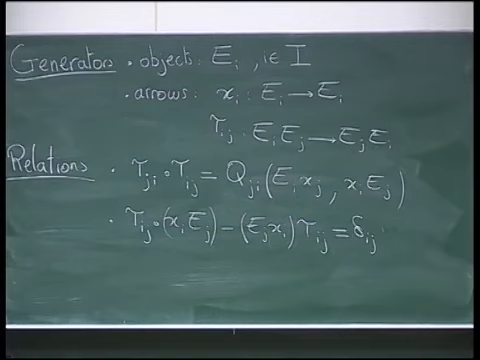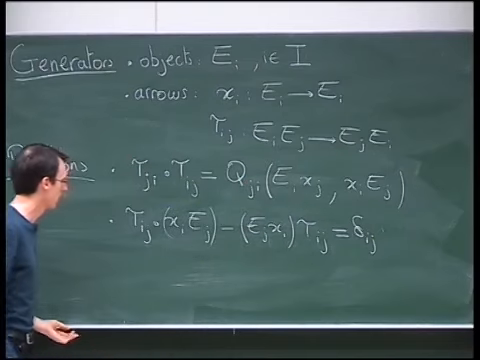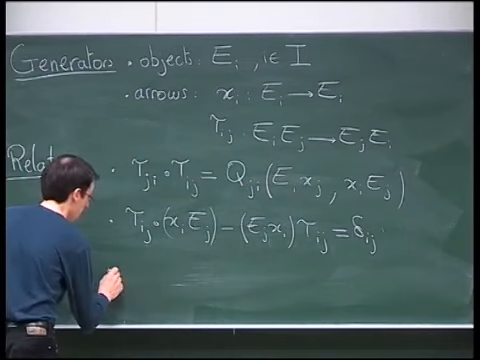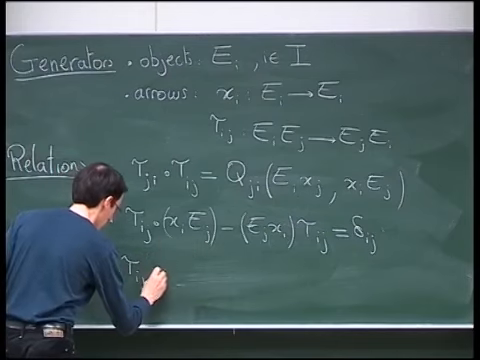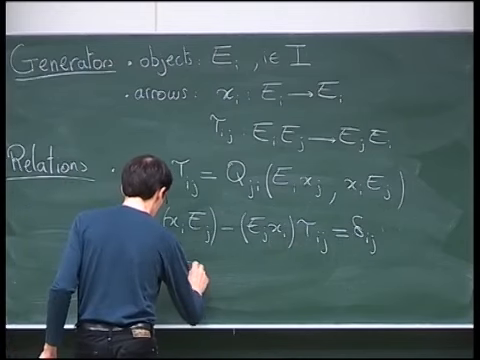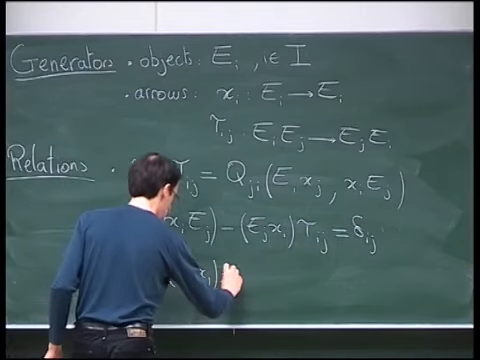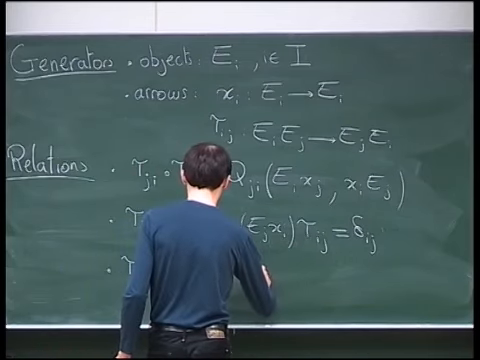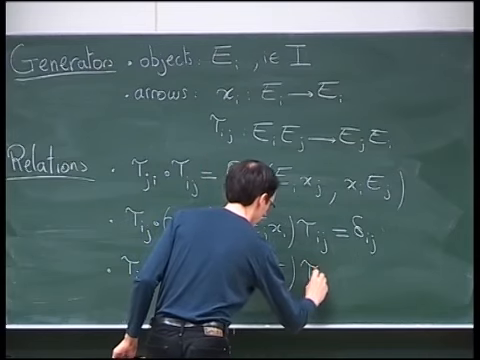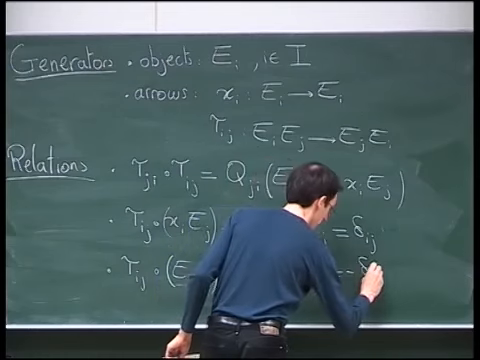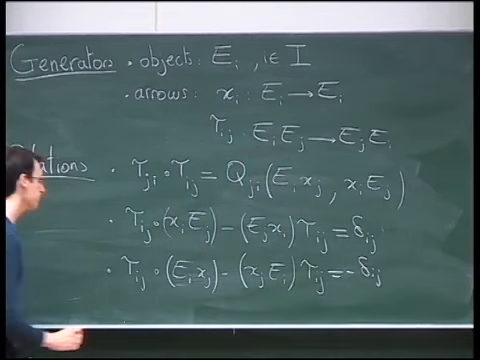e_i e_j means e_i tensor e_j, if you want to think with a tensor product in your modular category, or you can just write the product like this. There is a similar relation where you switch left and right. That's tau_ij composed with e_i x_j minus x_j e_i. Tau_ij is minus delta_ij.